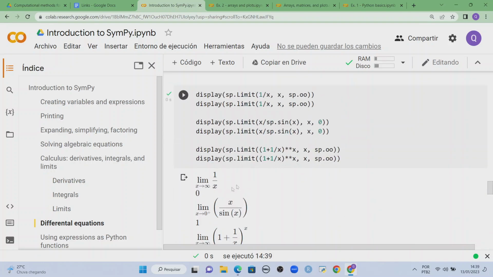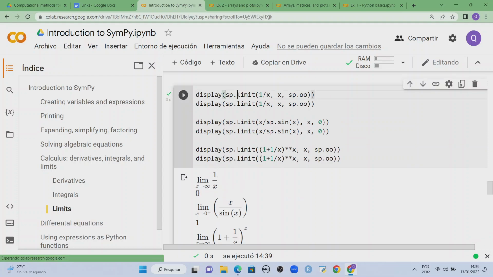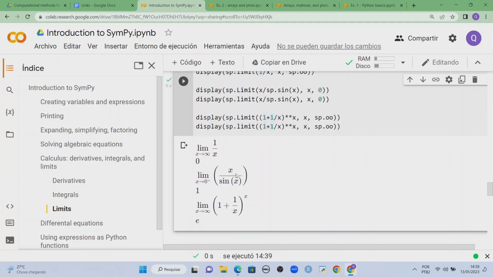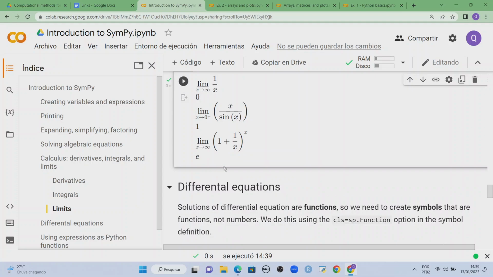So here it is. The limit of 1 over x with x going to infinity gives you, this is the unevaluated one, shown here, and this is the evaluated one that gives you 0. And so on. So x over sine x is one of the fundamental limits. This gives you 1. And if you do (1 + 1/x) to the x, this is another fundamental limit. This gives you e, the Euler number. So you can do limits.